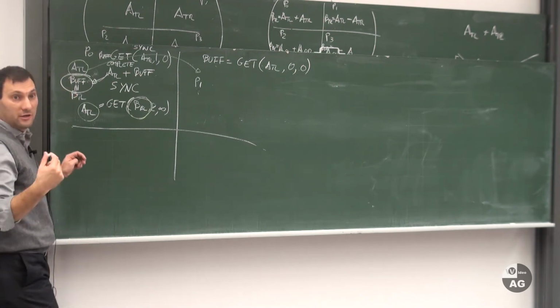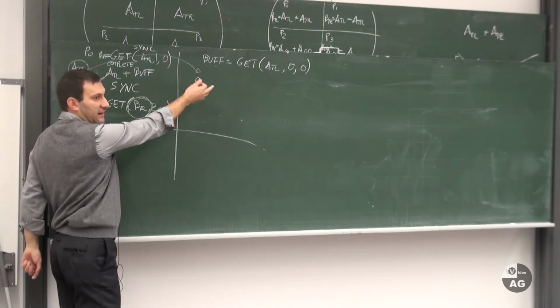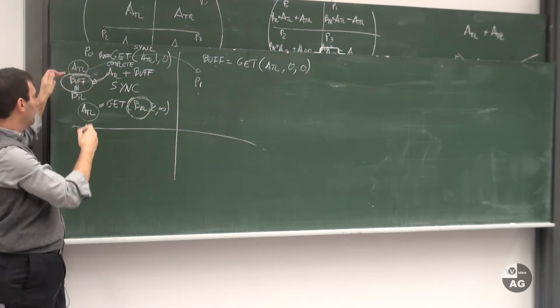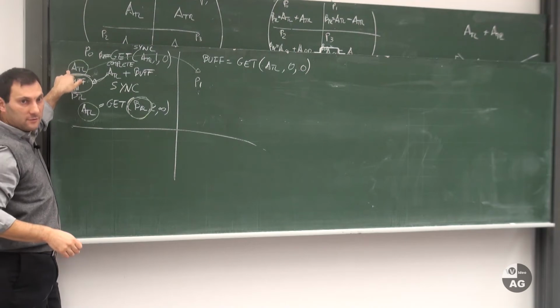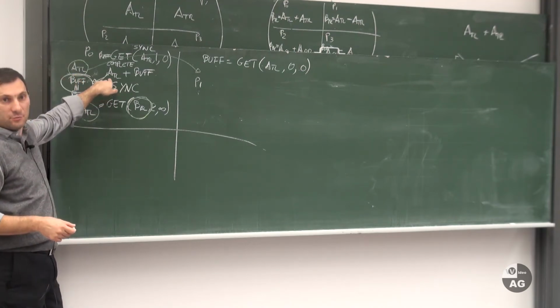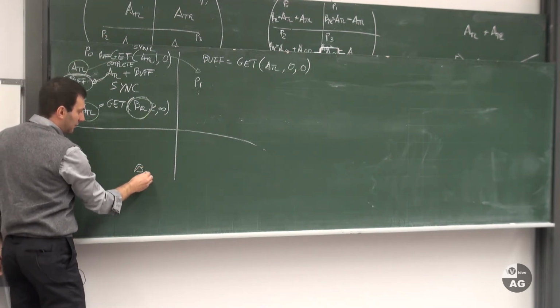So what do I know now? At this point, I know for sure that this guy finally read my A top left. I can get rid of this A top left. I also know that it's after the computation, so I know that B bottom left is available.